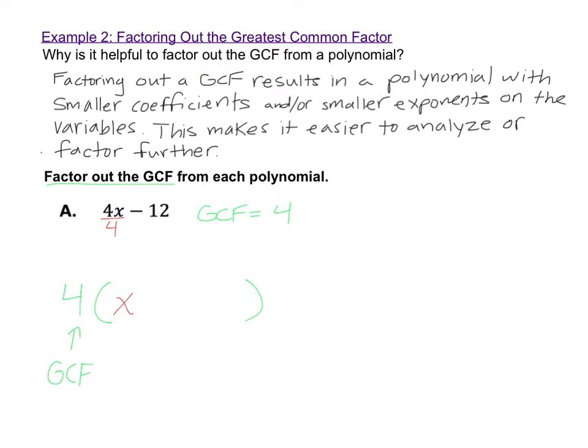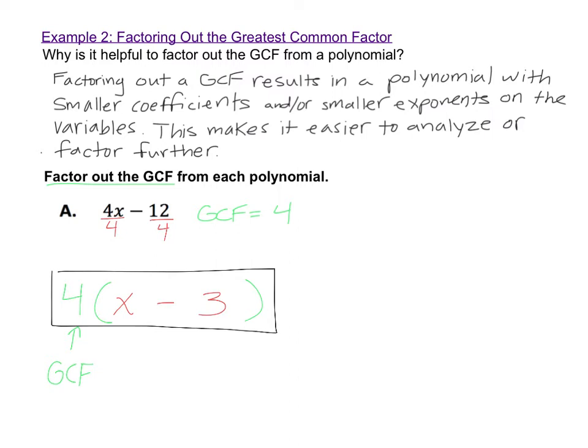For 12, think about 4 times what makes 12? Well, I know that's 4 times 3, and I need the minus sign in the middle. Okay, you could also get that by just dividing by 4. Well, now our factored form appears to be 4 times x minus 3. The GCF is on the outside of the parentheses, and then we're left with x minus 3. That's a smaller polynomial, smaller coefficients.